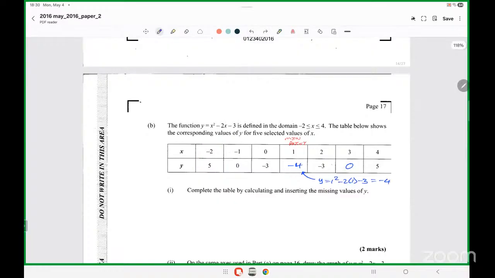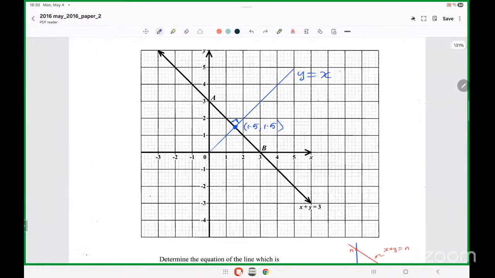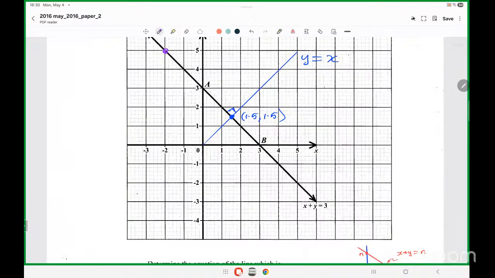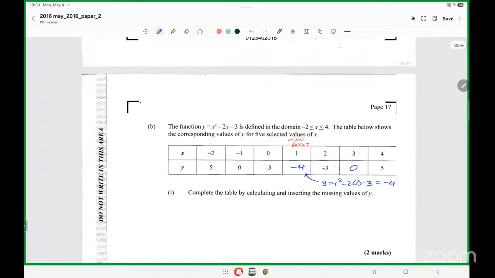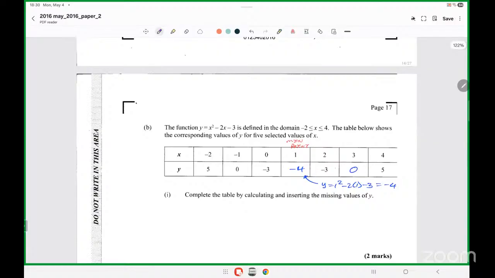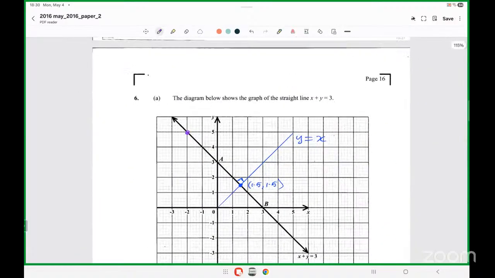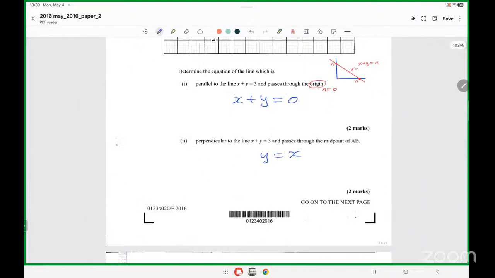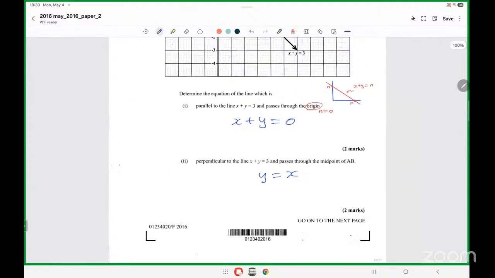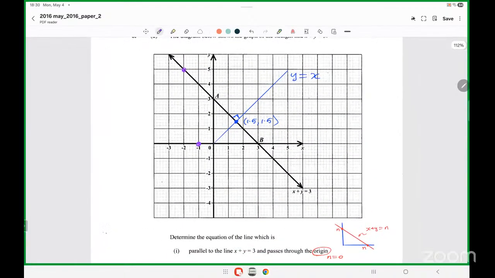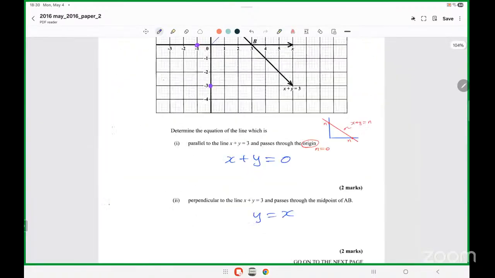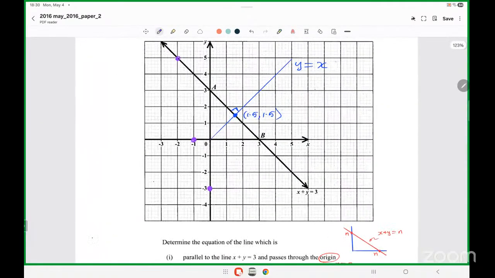Negative 2, 5 is up here, so. Next point is negative 1, 0. Negative 1, 0 is on the x-axis here, so. Next point is 0, negative 3. That's right here. Next point is 1, negative 4. 1, negative 4 is right here.